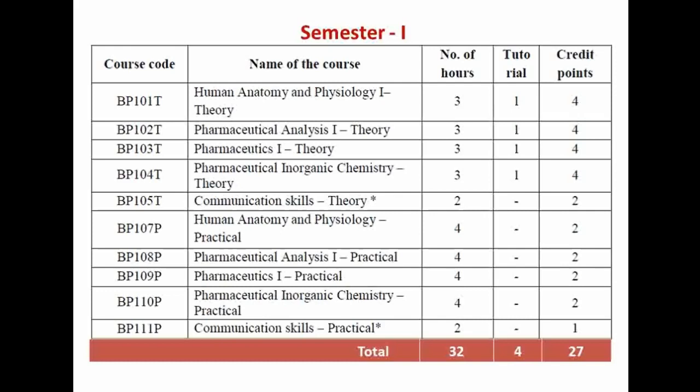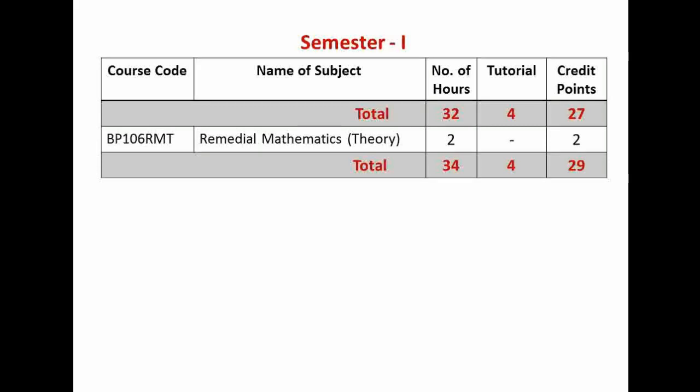27. In addition to earlier subjects, if the student is having remedial mathematics, then number of hours allotted to the remedial mathematics theory are 2. Tutorial hours are not assigned, so credit point becomes 2. And when we are adding these credit points into the earlier credit points, you will get the total credit points, that is 29. So if the student is having the remedial mathematics subject, then he must have the credit points, that is 29 for their semester number 1.